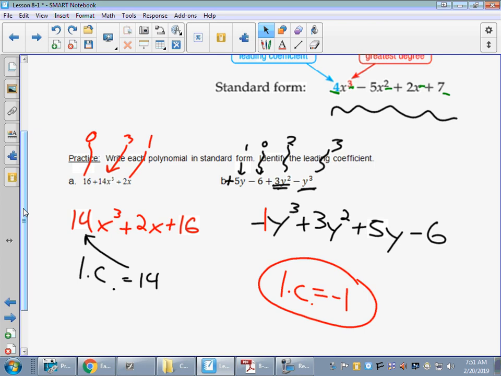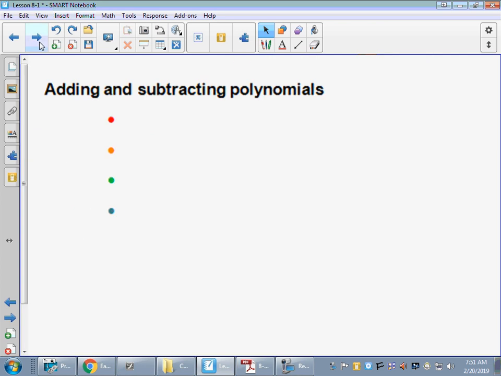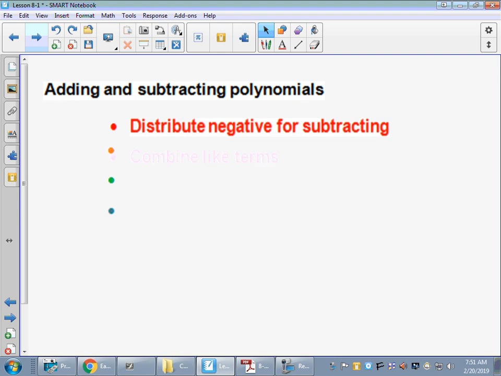Okay? So now that we know how to write it in standard form, we can go ahead and solve a couple problems here, adding and subtracting them. So let's take a look at our process for adding and subtracting them. Number 1, distribute negative for subtracting. So if there's a negative sign in there and there's parentheses, you're going to have to distribute the negative 1 in there. Okay? That's going to help you to add and subtract. If you don't do that, it's going to mess the whole problem up. And we'll talk about that as we go.